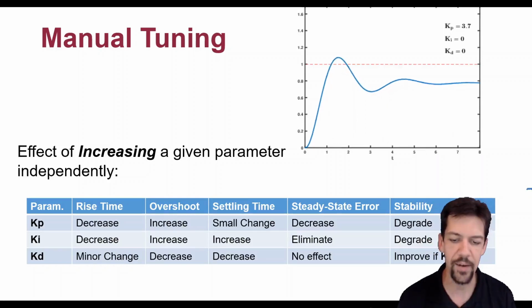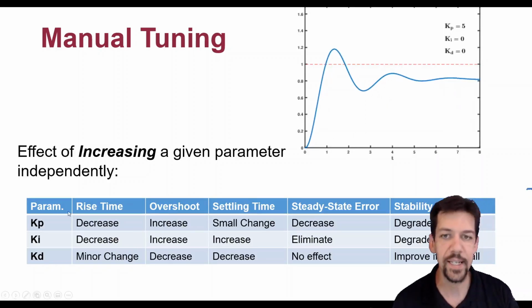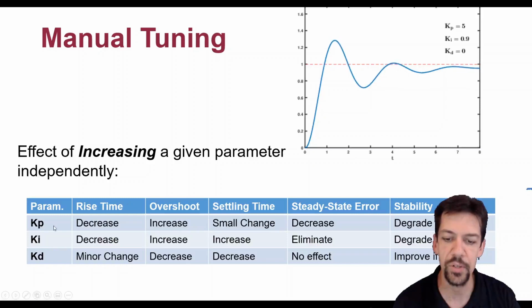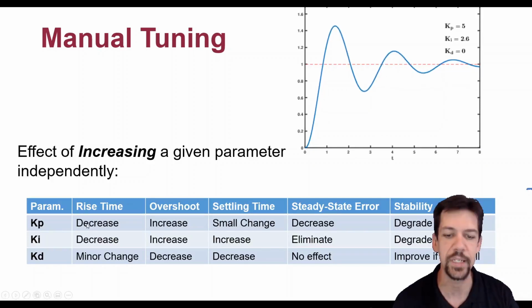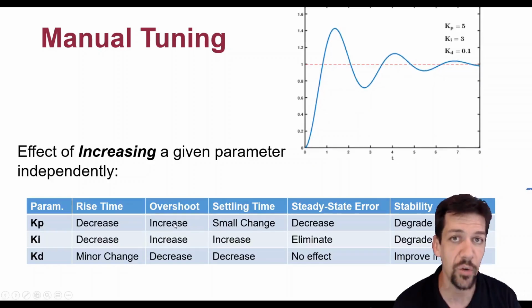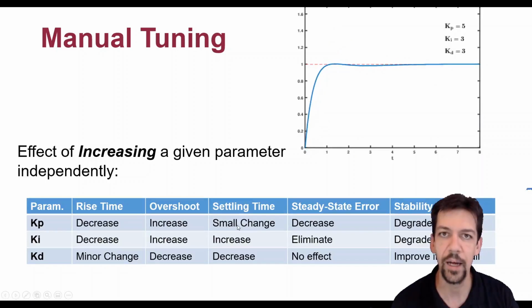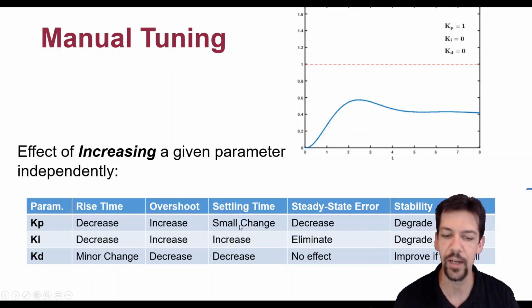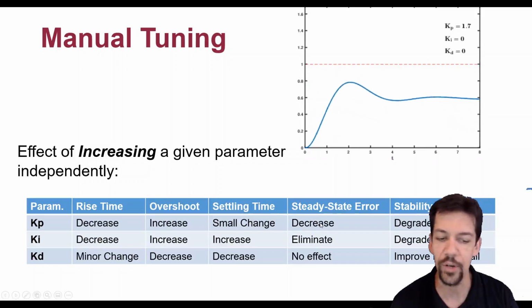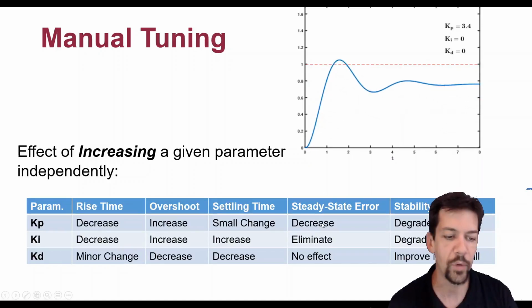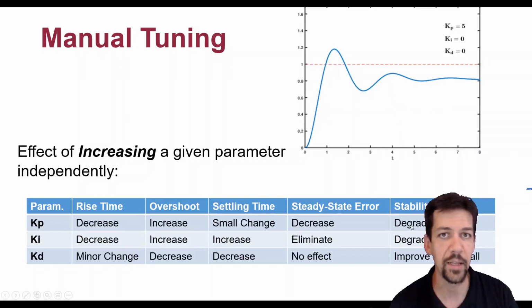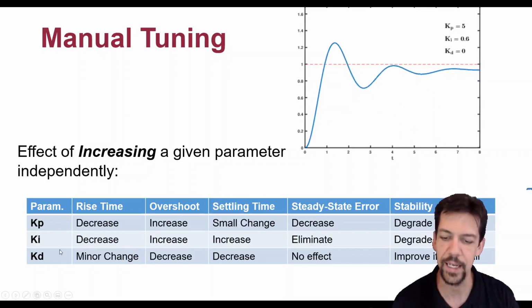and they interact with each other because they're affecting how the error is generated, and that flows down the chain of behavior. So for instance, increasing the proportional constant generally decreases rise time, increases overshoot, and doesn't really change the settling time. It decreases the steady state error, which is good, but it degrades the stability. It makes it more likely to oscillate.